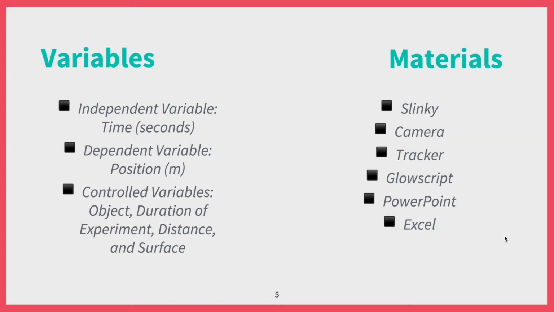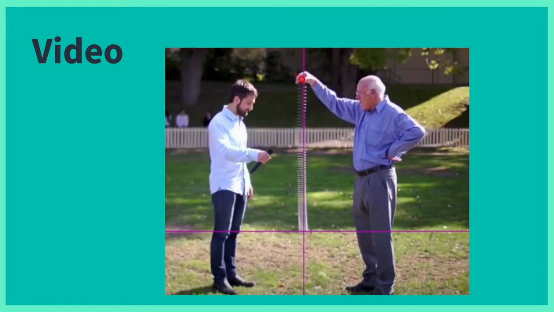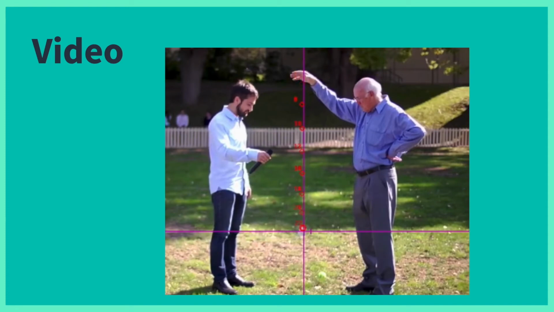This is the procedure followed to do this lab. And this is the video of the experiment where you can see the slinky falling from a man's hand.